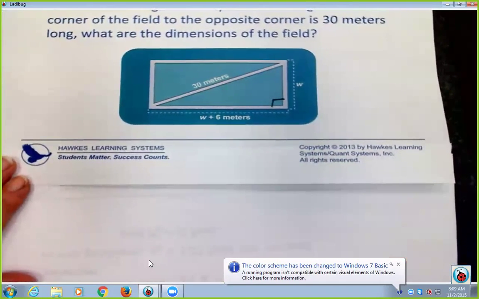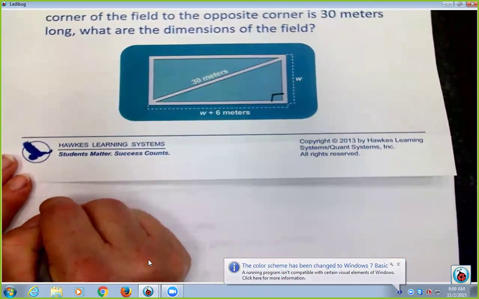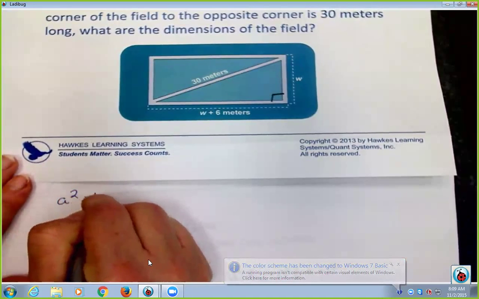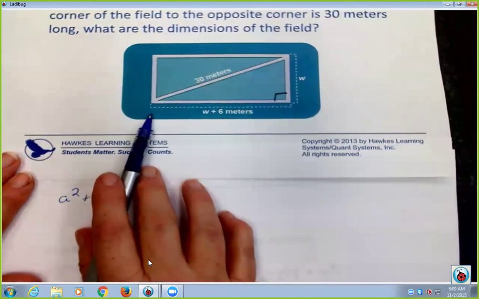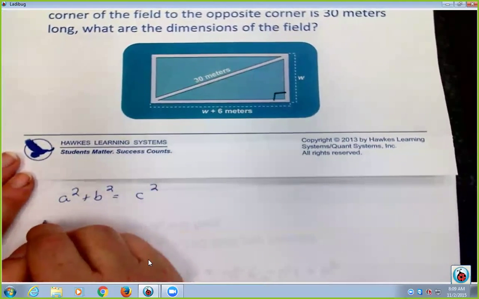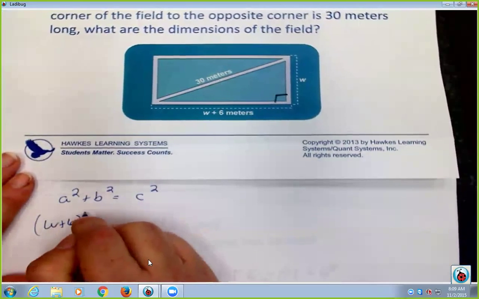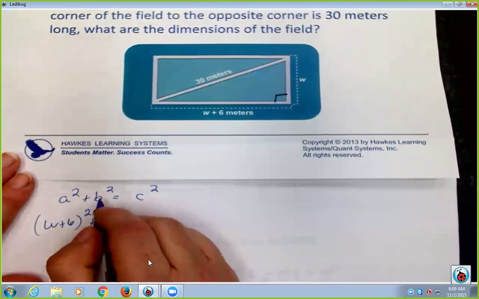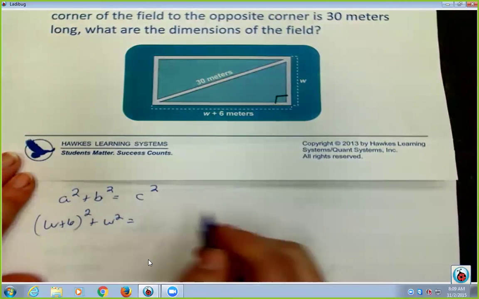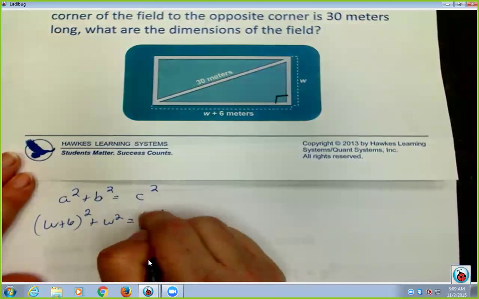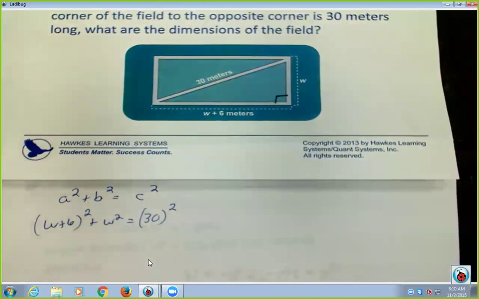So what happens when I solve it? The Pythagorean Theorem says a squared plus b squared equals c squared. And if I know a is my length, so (w plus 6) squared, b is my width, w squared, and c happens to be 30 squared. And so that's my equation that I gather out of this. We good so far in figuring out what pieces we happen to have?